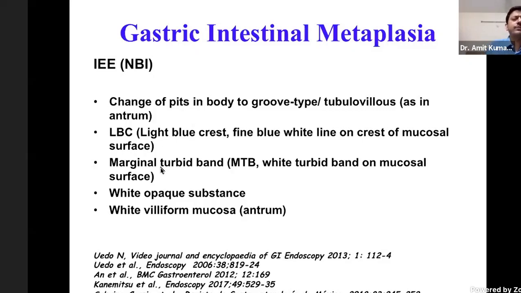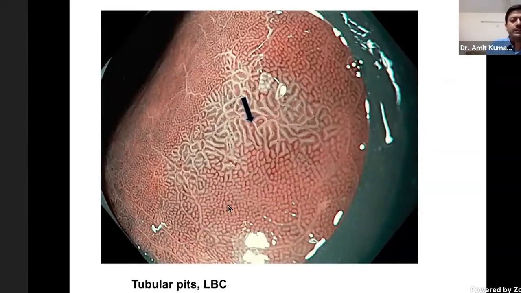There are multiple features which have been described, but the two most important features, one of them is a change of the pit pattern from round to groove or tubulovillous type and presence of light blue crest. So if you look at this picture, it will be clear as to what I just said. Normally in stomach, the white structures or the surface pattern is round, but in metaplasia, it becomes elongated or tubular. Okay, so there's a tubular. And also you can see these whitish lines, light blue line here, line here, line here. So this is called the light blue crest. So if you see these two findings together, you are pretty much certain that you're dealing with a metaplasia.